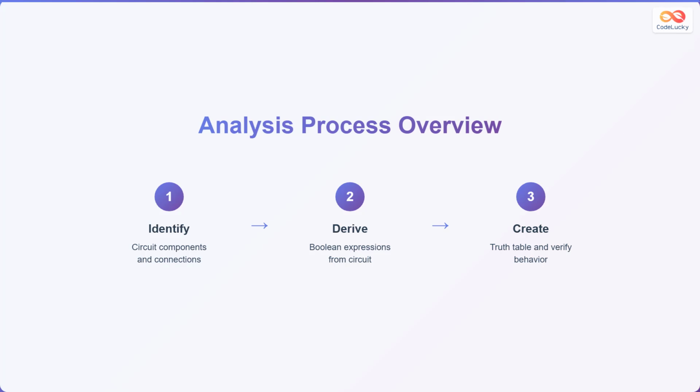Here is a high-level overview of the analysis process. First, identify the circuit components and their connections. Second, derive the Boolean expressions from the circuit diagram. Finally, create a truth table to verify the circuit's behavior.